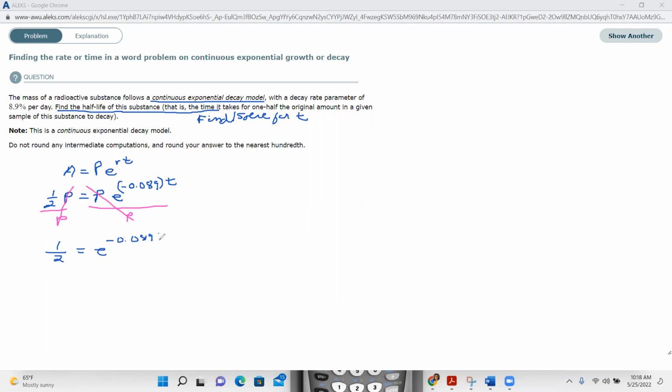So now we're left with this. And hey, we already know how to solve for a variable up in an exponent. Since there's an e, it's going to be easier for us to take the natural log of both sides, because then we can use the power property to bring the power down. So bring this power down in front. And the natural log of e is 1. And 1 times anything is just that anything there.